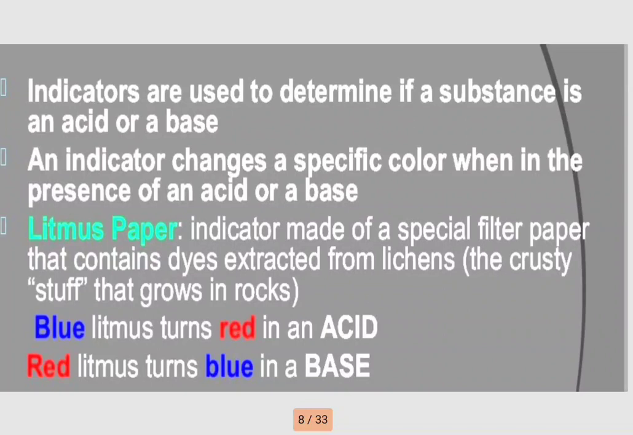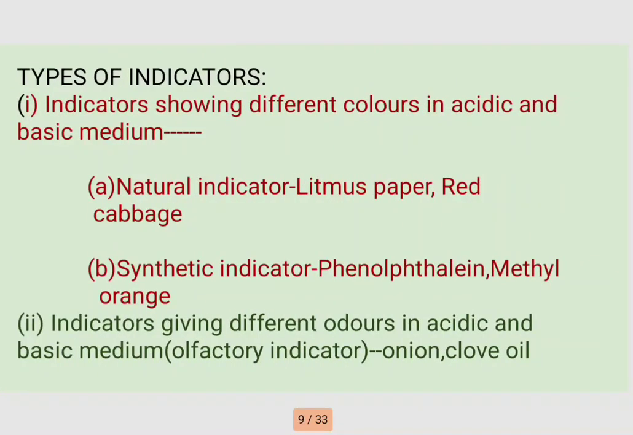Litmus paper. What is litmus paper? An indicator made of special filter paper that contains dye extracted from lichens, the crusty stuff that grows on rocks. Blue litmus turns red in an acid, and red litmus turns blue in a base. This is very important for your conclusion.